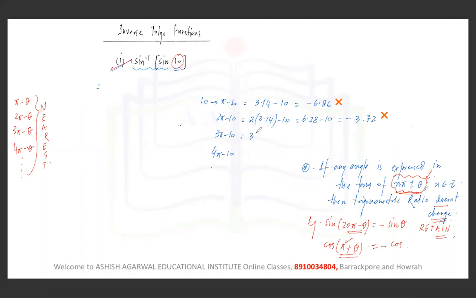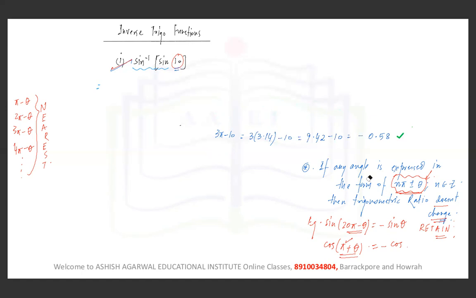We try 3 pi minus 10, so it is 3 into 3.14 minus 10. The answer is 9.42 minus 10, and that answer will be minus 0.58. This minus 0.58 happens to be inside the range of minus 1.57 to plus 1.57. That is why we don't have to check for 4 pi minus 10, and all these initial values which are not a part of the solution can be deleted now.